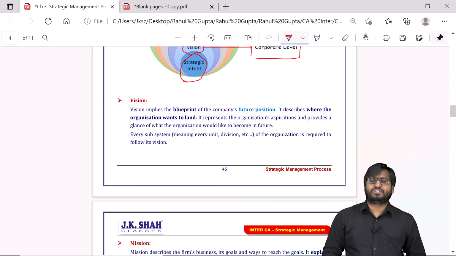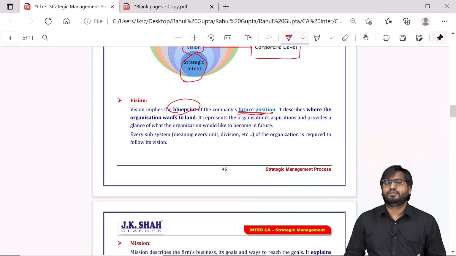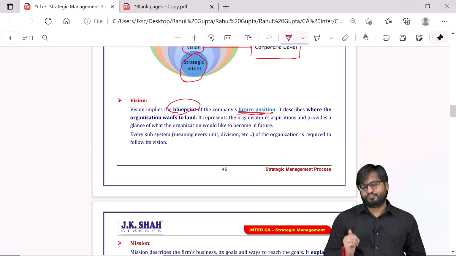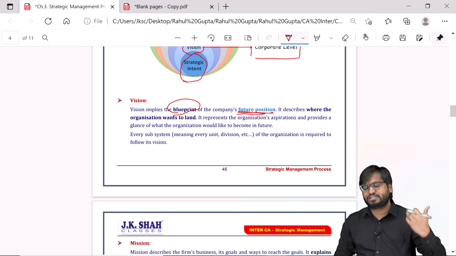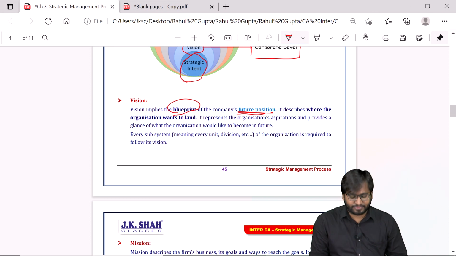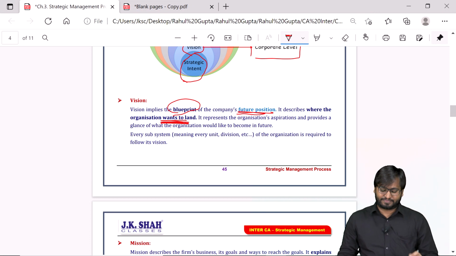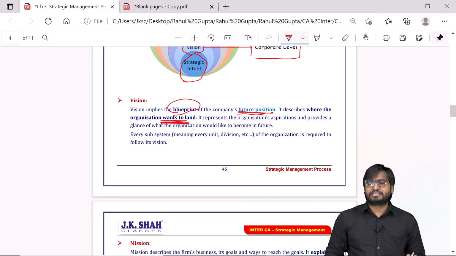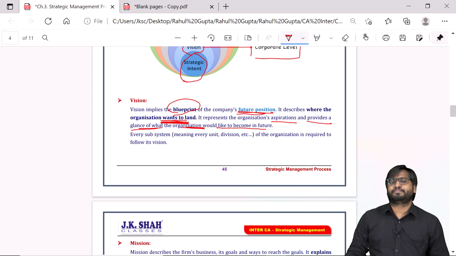What do you mean by vision? Vision implies the blueprint of the company's future position. It is a roadmap of where we wish to reach after 10 years, 15 years, 20 years. It describes where the organization wants to land. It represents the organization's aspirations and provides a glance at what the organization would like to become in future.